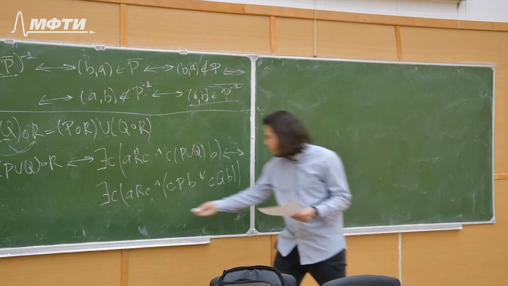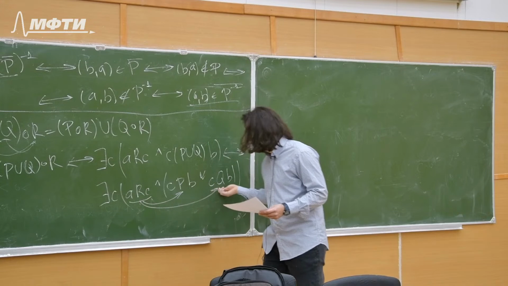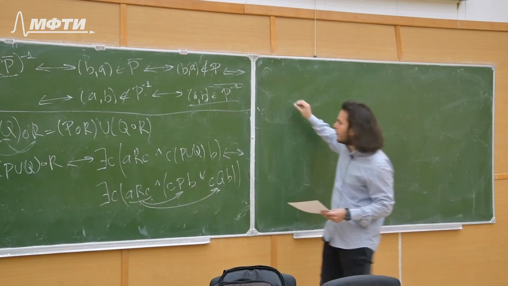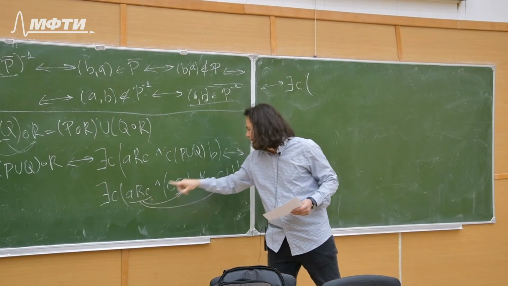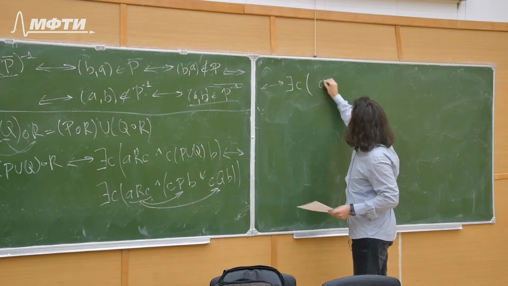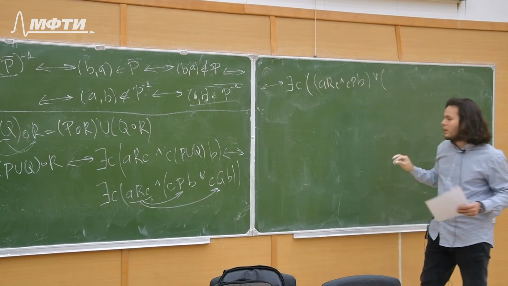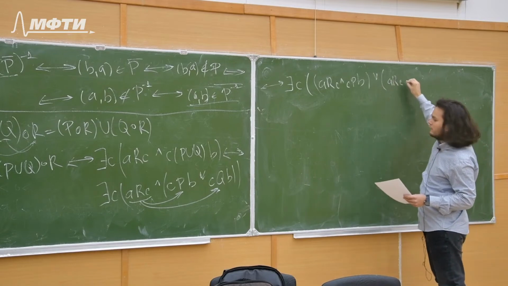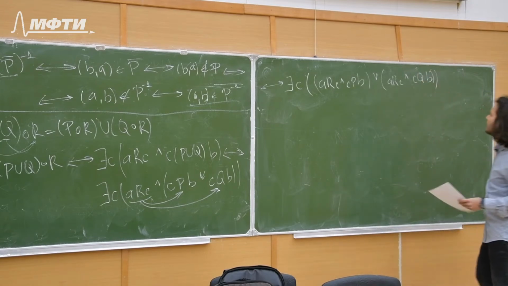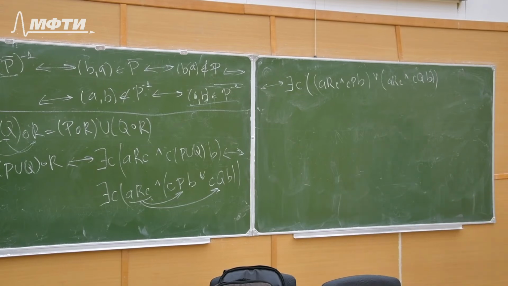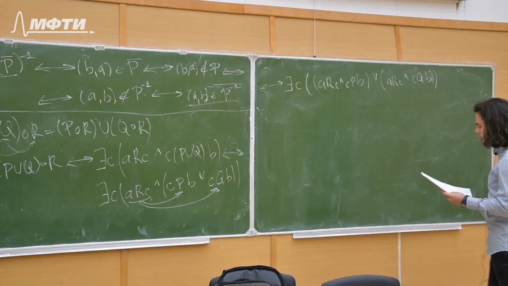And now we can do the following. Apply distribution here, right? We know that this is true. We proved it before. So if and only if there exists some C such that A R C and C P B, or A R C and C Q B, right? So we have that there exists some C such that this or this, and this is true.